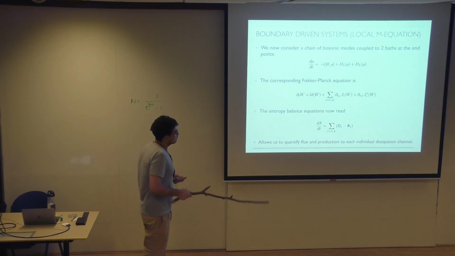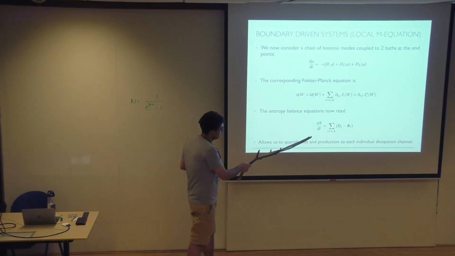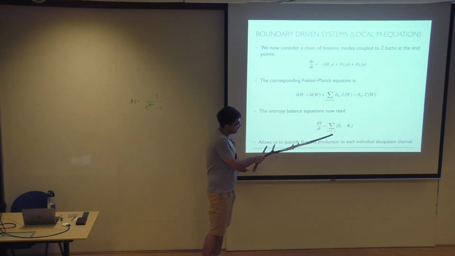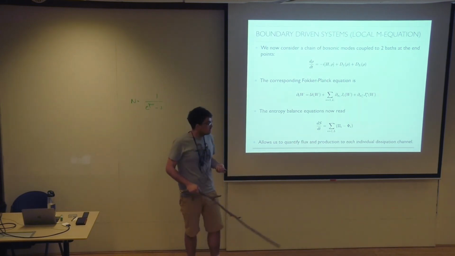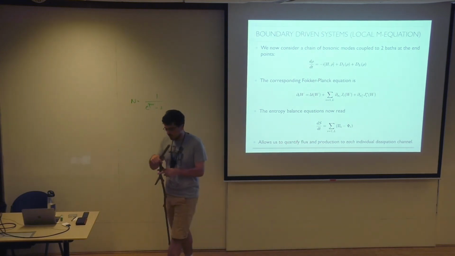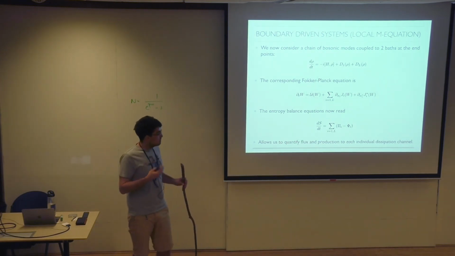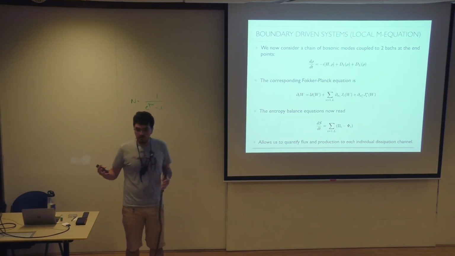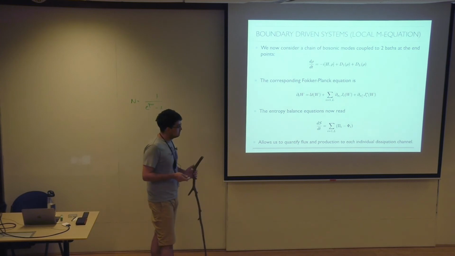And now the entropy balance equations will be that the rate of change of the total entropy will be given by a sum over all channels, over all damping channels, of the entropy production and the entropy flux of each channel. So that is interesting, that you can address how much entropy is produced by each channel and how much entropy flows to each channel. And I think that's valuable.